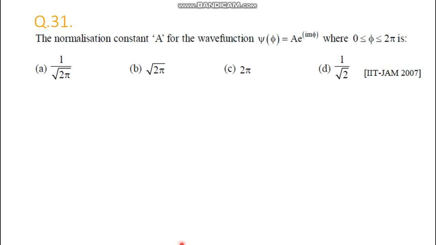We have to find the normalization constant A if the wave function is like this: psi as a function of phi equals the normalization constant capital A times exponential i m phi, where i is the complex number, and the range of phi is 0 to 2 pi. So here are the options, and it came in the 2007 IIT-JAM question.